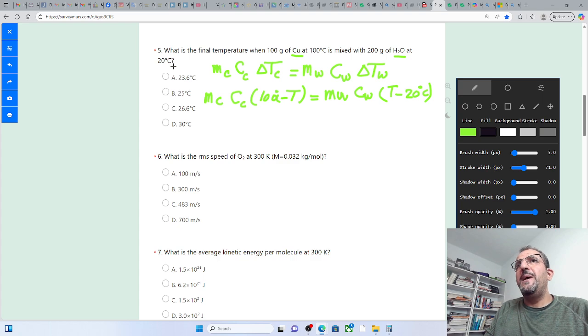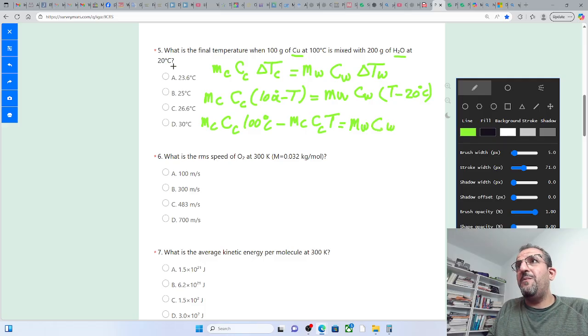Let's multiply m_C c_C inside the parentheses and m_W c_W inside the parentheses and see what will happen. That's going to give me the mass of the copper, the specific heat of the copper times 100 Celsius, and then minus the mass of the copper, the specific heat of the copper times the equilibrium temperature for the system, and that's equal to the mass of the water, the specific heat of the water times the equilibrium temperature, and then minus the mass of the water, the specific heat of the water times 20 Celsius.